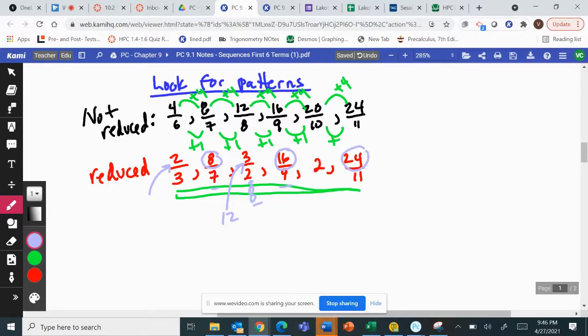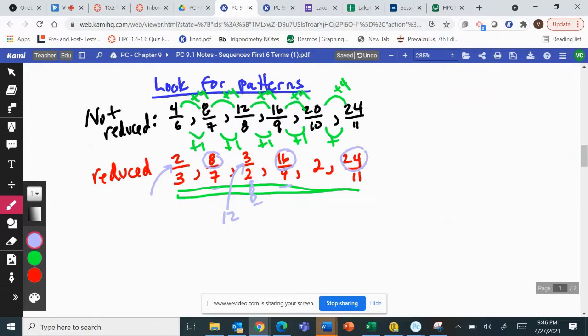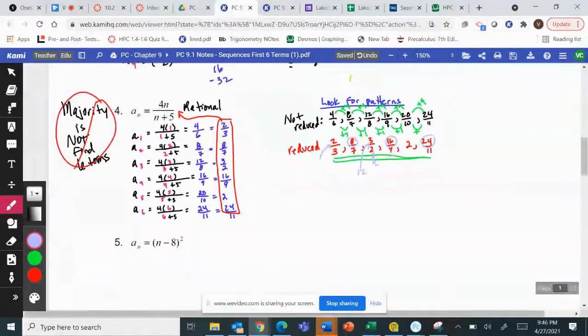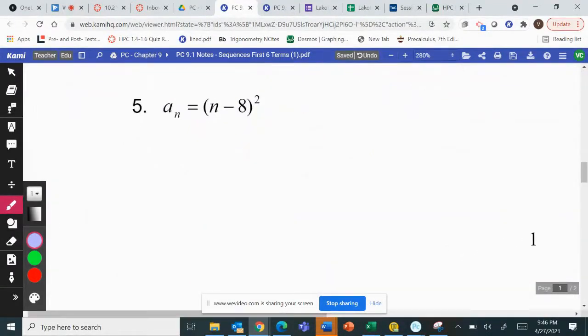So we start kind of figuring out clues of how to unreduce them without knowing what the original fractions were. I have another example like that on the other set of notes. All right, number 5 is quadratic.